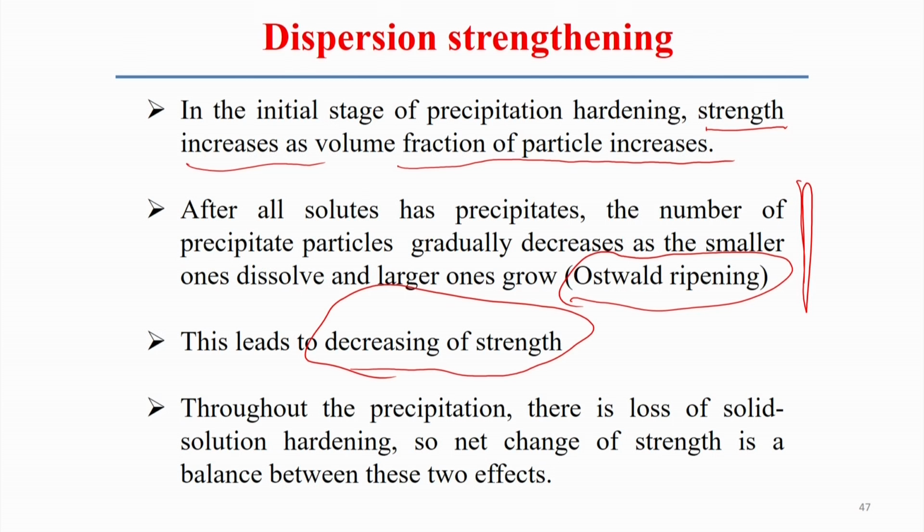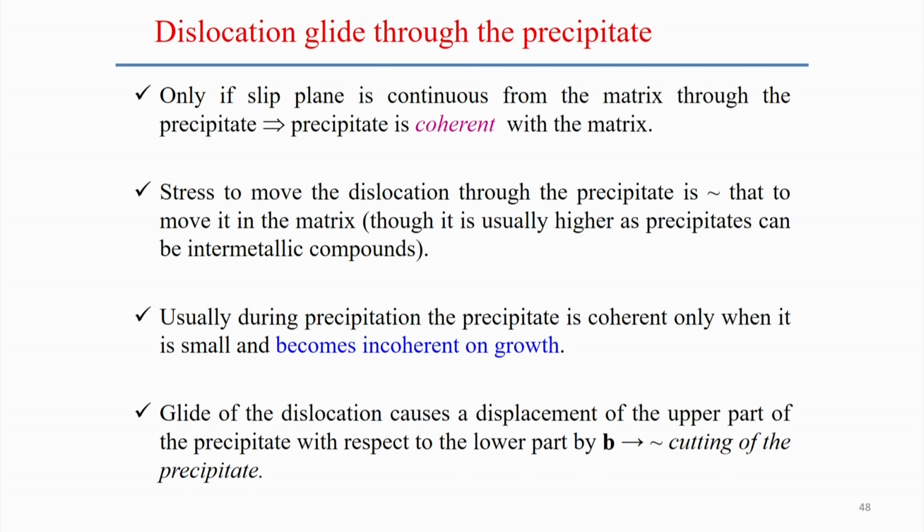Throughout the precipitation there is another effect also, because there will be a loss of the solid solution hardening. So the net effective change of the strength is the balance between these two effects: one is the precipitation, and the other is the loss of the solid solution hardening. By compromising these two mechanisms, we define the final increment of the strength level in the case of dispersion strengthening.